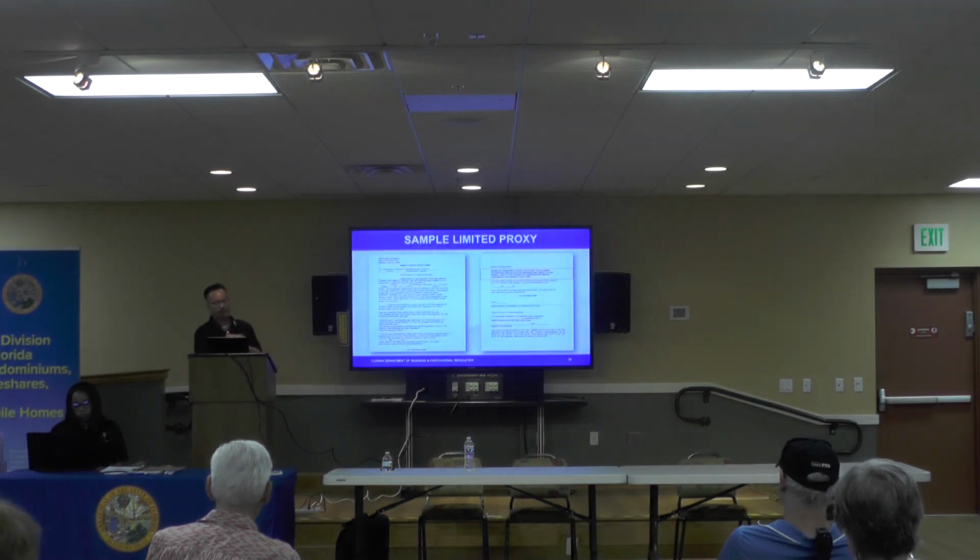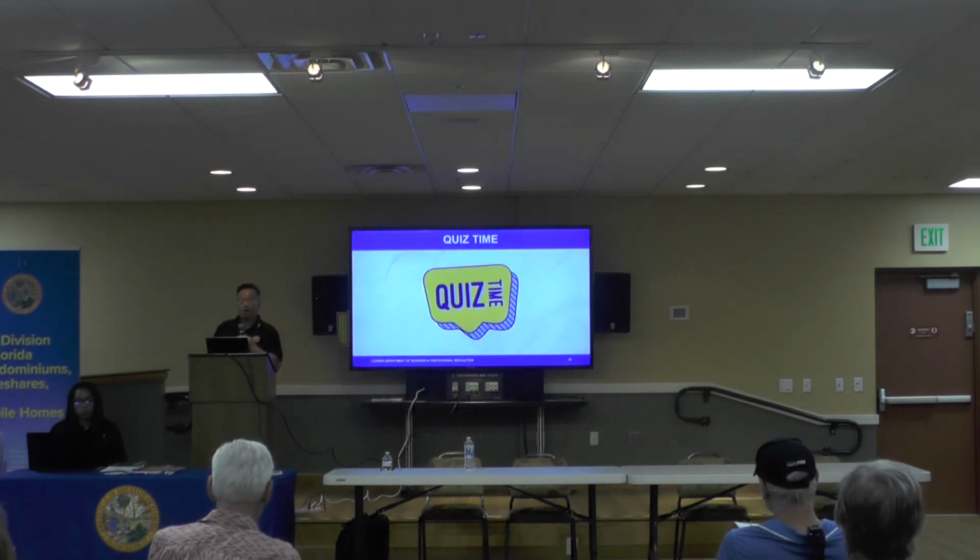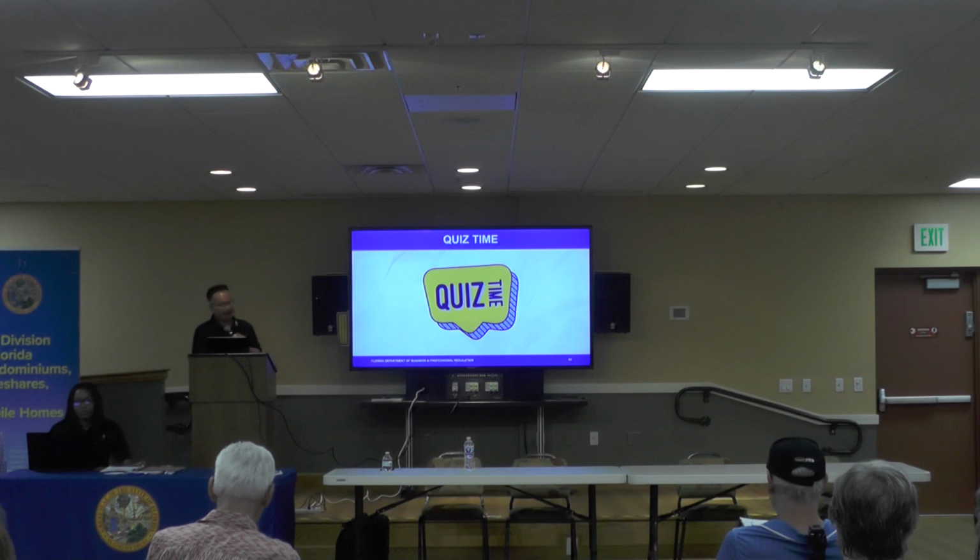This is an example of a limited proxy from the revision website. We highlight the region in red, showing the paragraph we just discussed. And now it's time to take our quiz on budget and reserve. Since we have a full house here, we can ask you to raise your hand to see if you think it's A, B, or C. So let's move on to our first question.